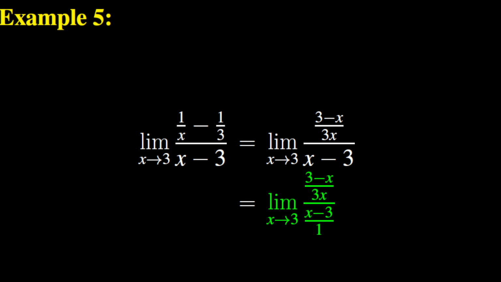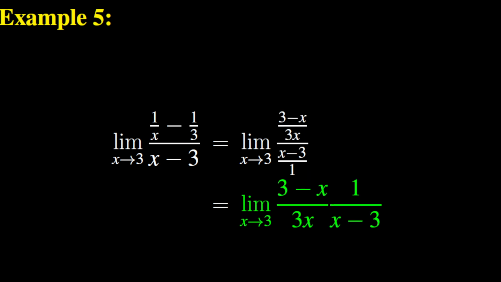Given that, on the numerator, we have a fraction, and on the denominator, we have a polynomial, it is usually simpler to also write the denominator as a fraction. We do it by just dividing the polynomial x minus 3 by 1. Now, we have a fraction of fractions. This can be simplified by multiplying the fraction on the numerator by the reciprocal of the fraction in the denominator.